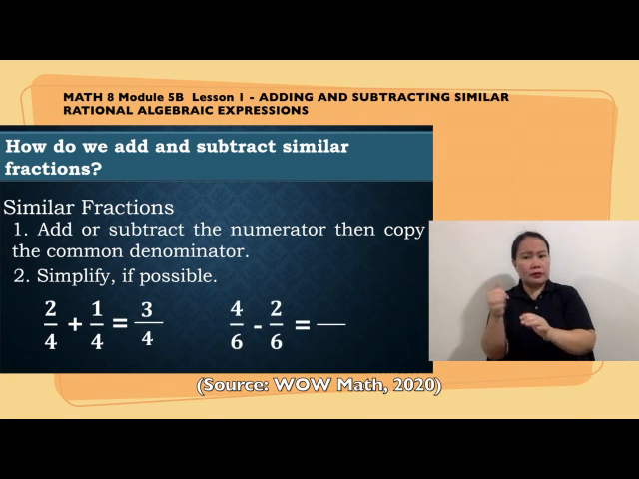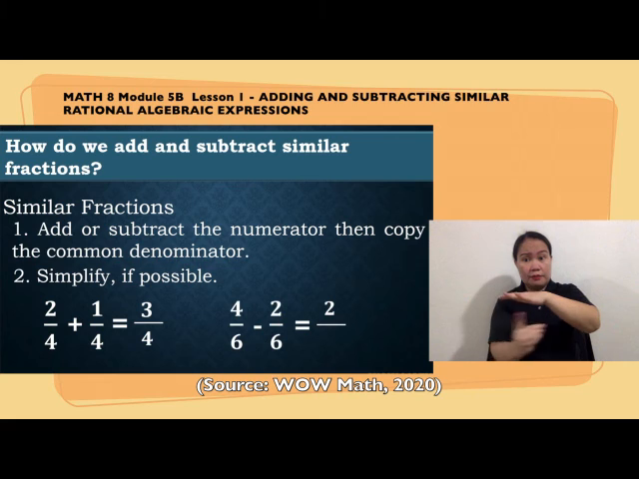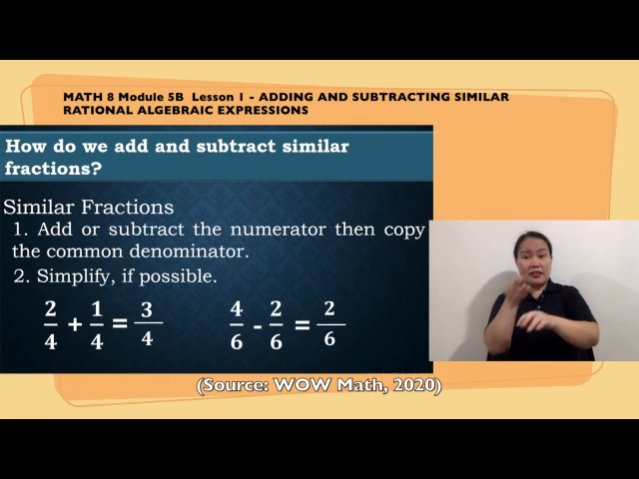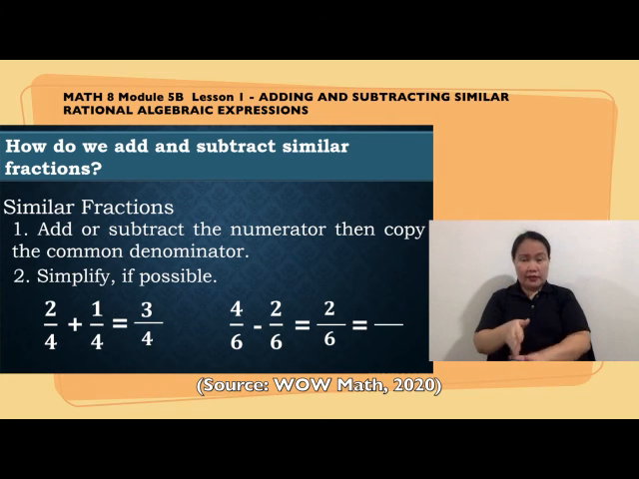Another example, I have 4 minus 2, so that is 2, and then copy the denominator, that is 6. Now, we can still get the lowest term of 2 over 6 using the GCF of 2. So, 2 divided by 2 is 1, and 6 divided by 2 is 3. Therefore, the lowest term is 1/3.